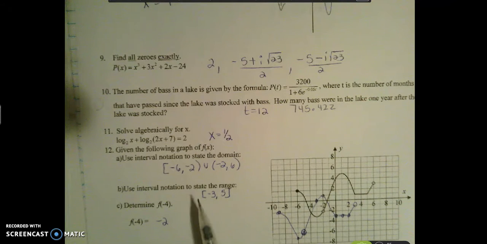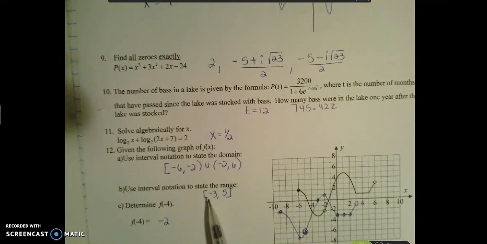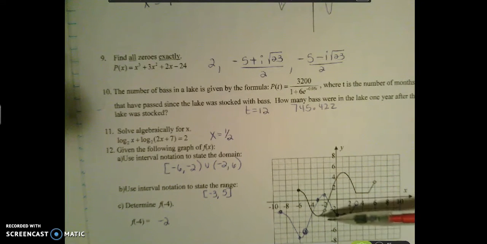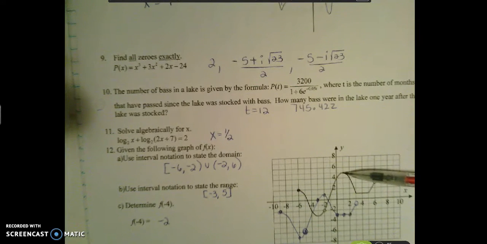Okay. This one is asking you to use interval notation to state the domain. So the domain of the black graph is going from -6 to -2, and then it's open at -2, so it goes from -2 to +6, and it's open at +6. And then the range is going to go from this point right here, which is -3, all the way up here to +5. Okay, and then they ask you to find f of -4.